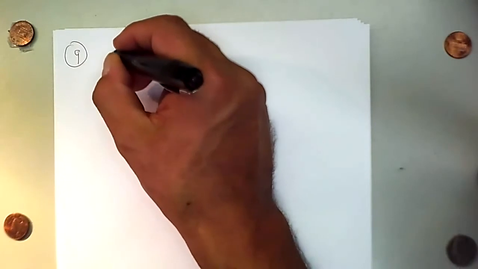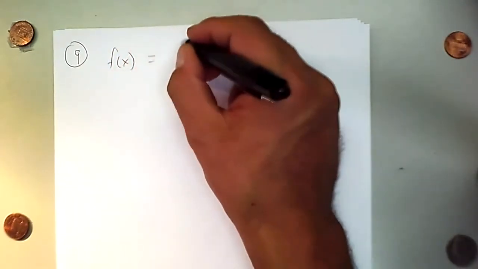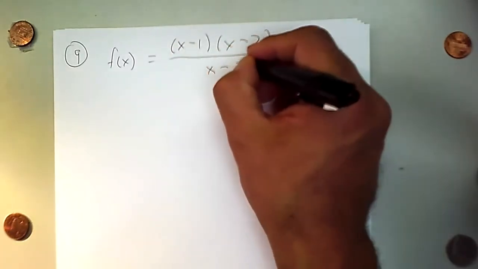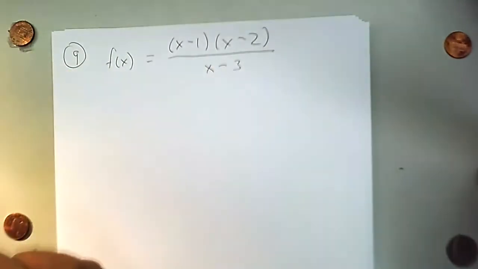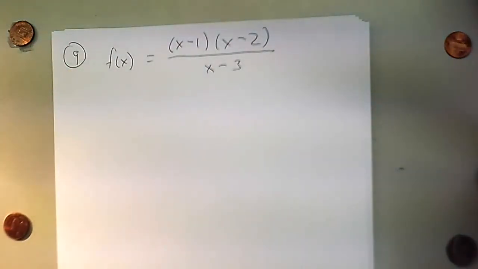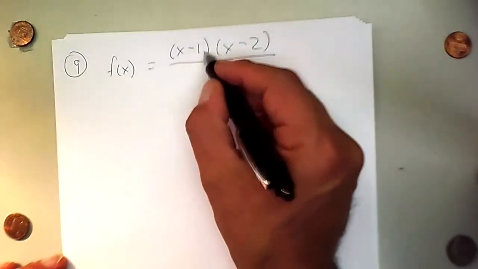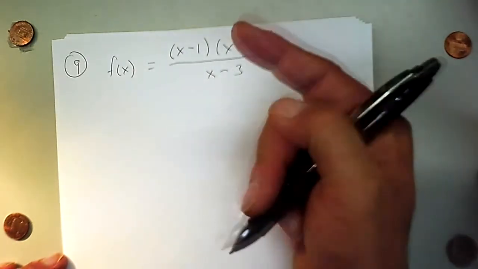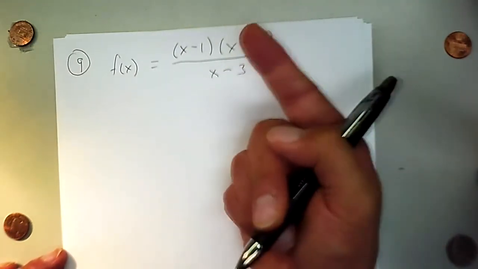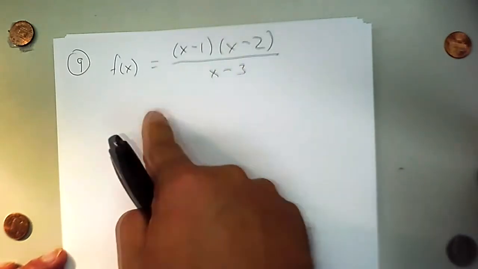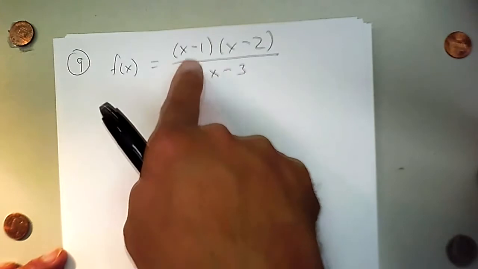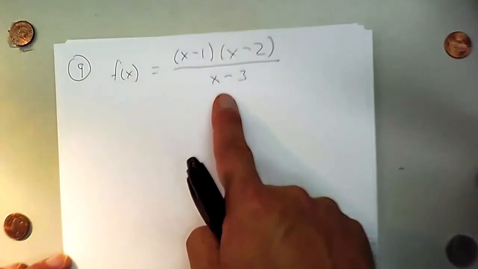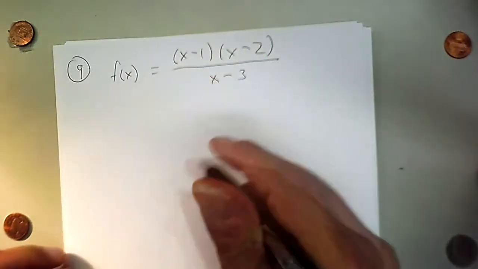Okay, so say f of x equals, let's put x minus 1 and x minus 2 in the numerator and x minus 3 in the denominator. Now that changes the situation completely. This is top heavy. The degree of the numerator is 2, the degree of the denominator is 1. So we don't have a horizontal asymptote. We have, in this case, a slant asymptote because the degree of the numerator is bigger than the degree of the denominator by 1, 2 and 1.